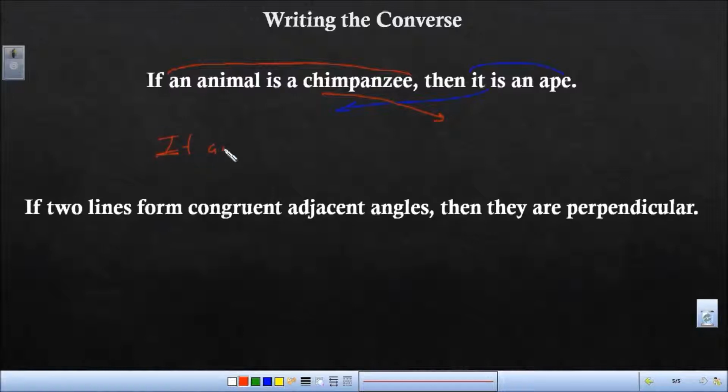If an animal is an ape, then it is a chimpanzee.